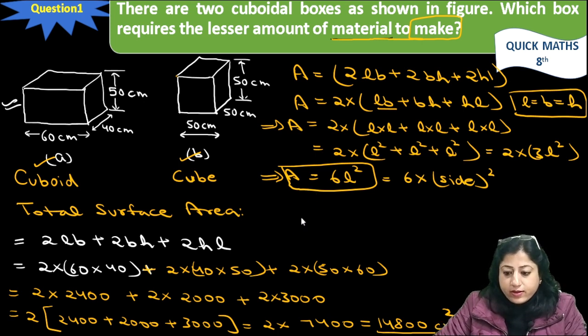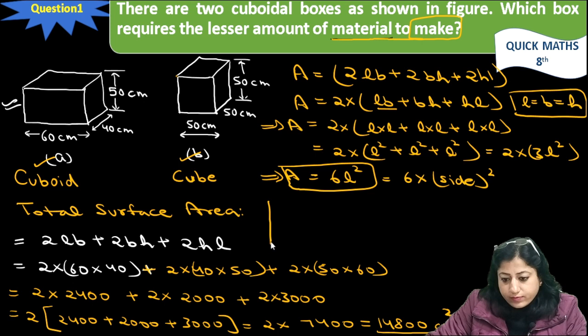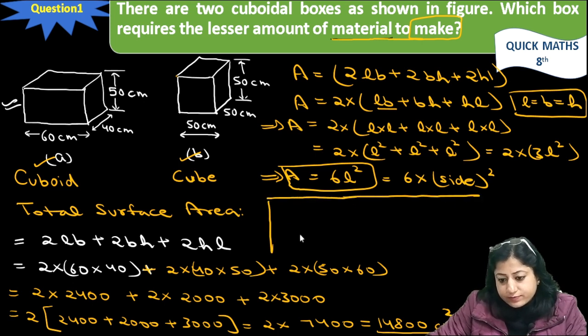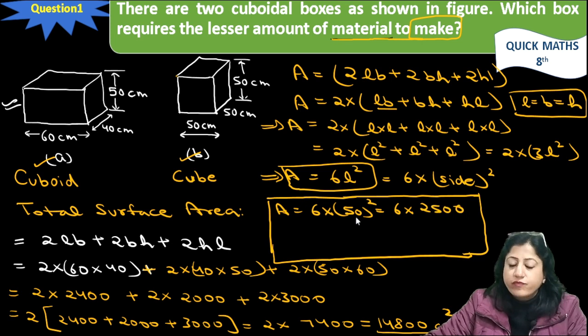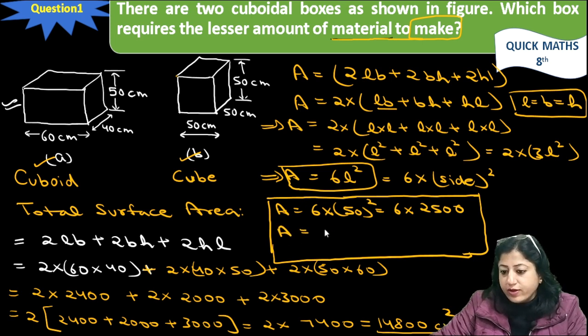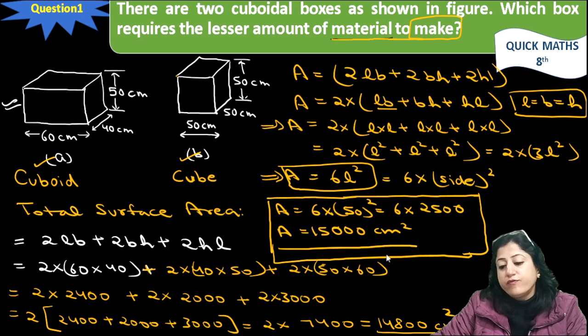So we will calculate it for the cube. Area will be 6 into side square. Side is 50, so 50 square. So 6 multiplied by 2500, because 5 square is 25 and 0 square is 00. 6 times 2500 is 15000, and the unit is centimeter square. So the area for the second figure is 15,000 centimeter square.